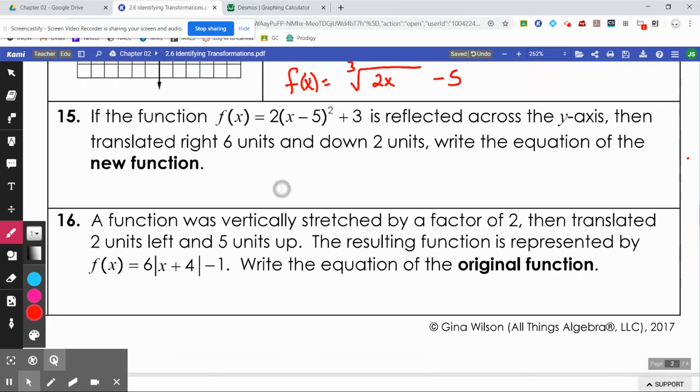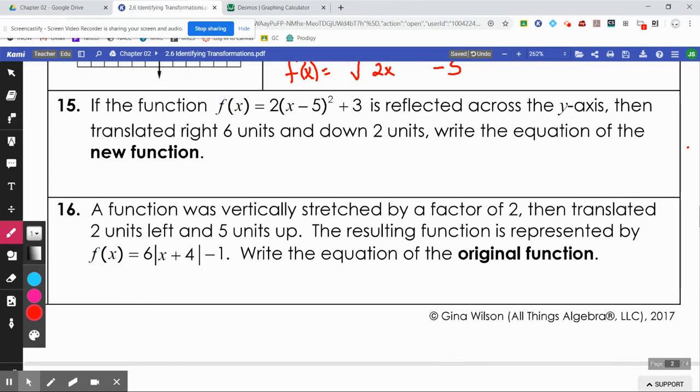Okay, number 15 says if a function f of x is reflected across the y-axis, then translated 6 units right and down 2 units, write the equation of the new function. So we're actually going to transform a transformed function a little bit more. So we're going to take this f of x equals 2 parentheses x -5 squared plus 3. Okay, first off, to reflect it across the y-axis, that's going to be left to right. That's going to be a horizontal reflection. So that negative is going to happen on the inside.